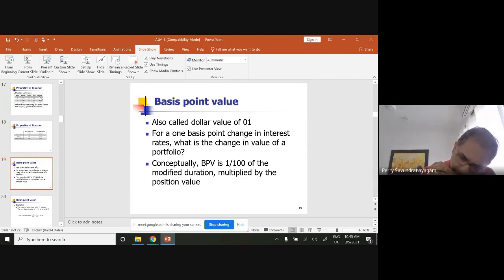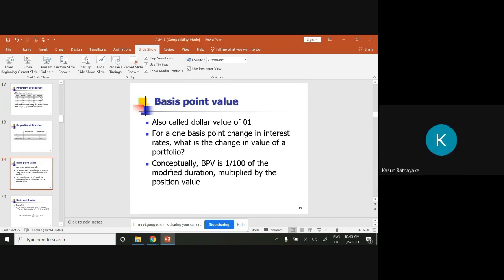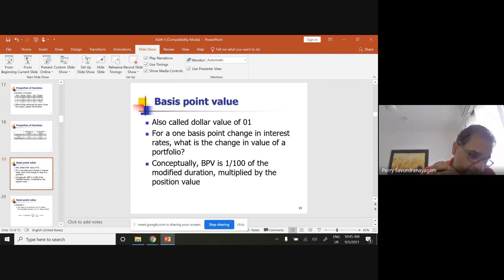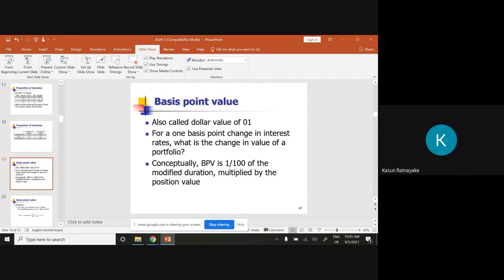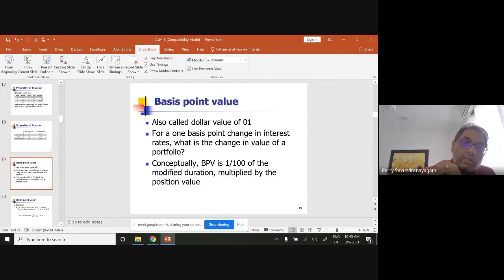What's the basis point? 0.01%, no, sir? 0.01%. That's correct. So if I were to say the bond moved by 1%, how many basis points has it moved? It is 100 basis points. 100 basis points. So why are we looking at the DV1 or basis point value 1?